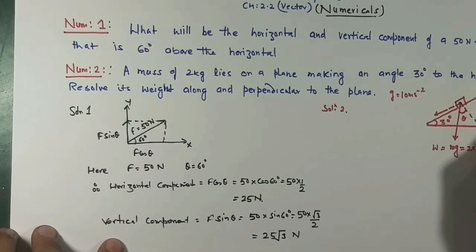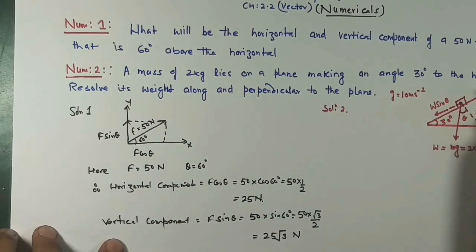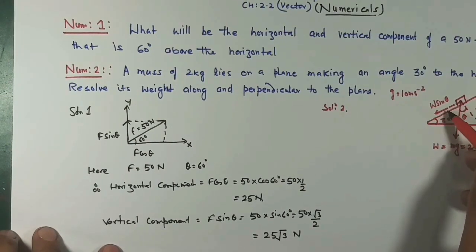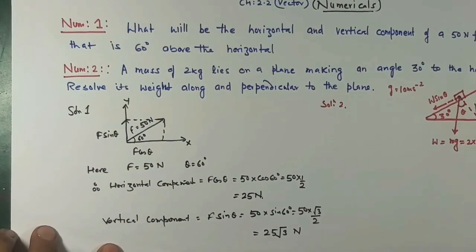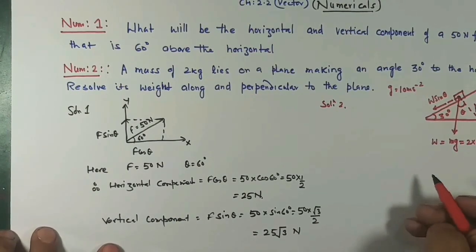This is F, it comes out to be W cos theta, and it comes out to be W sin theta. W is the weight. These are the two components that are resolved along the plane and perpendicular to it. So the component that makes an angle theta can be written as W cos theta, and second is W sin theta. Clear? So we have to find out these components.